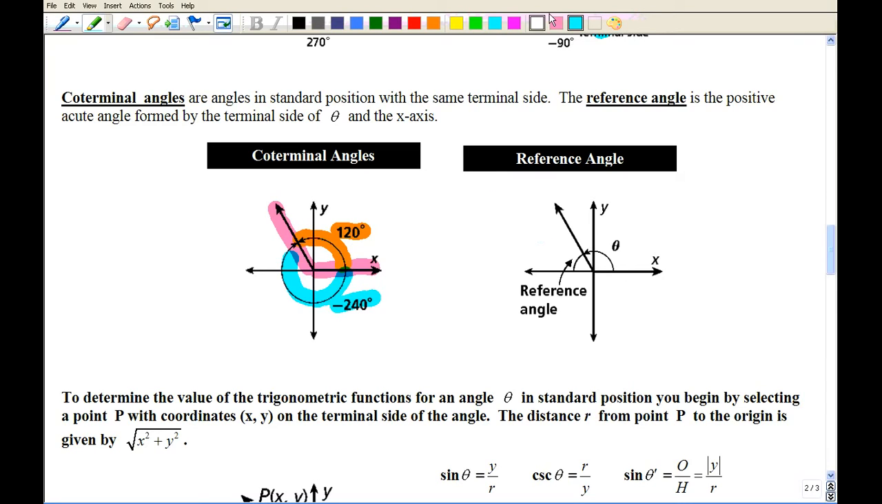For the reference angle, again, our initial side is on the x-axis and our terminal side is over here. If we were to rotate positively, going this way, that would be theta, but we could use a reference angle as this one right here. That would just be the acute angle formed by the terminal side and the x-axis. So the orange one is not acute, so we cannot use that one. That's the obtuse angle. But an acute angle, less than 90 degrees, is formed between the terminal side and the x-axis, so that is our reference angle.